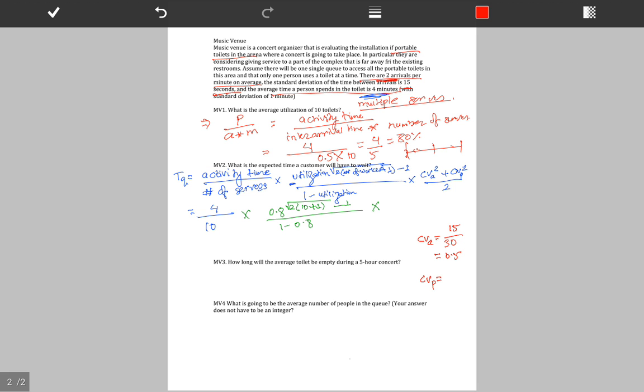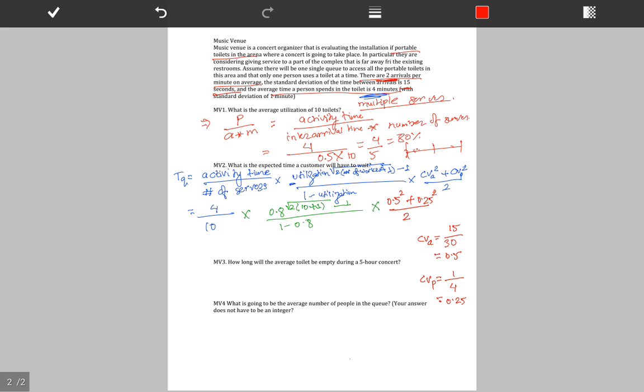How about CVp? On average it takes you 4 minutes to serve the customer, and the standard deviation is 1, so this is 0.25. Again, the mean goes at the bottom, the standard deviation on the top. So now we have CVa squared, that is 0.5 squared, plus 0.25 squared, divided by 2.